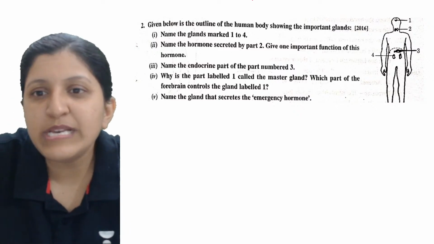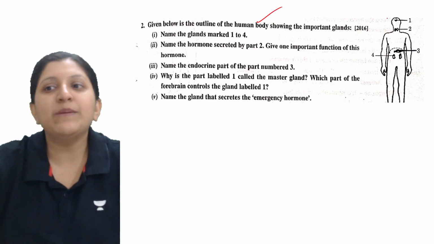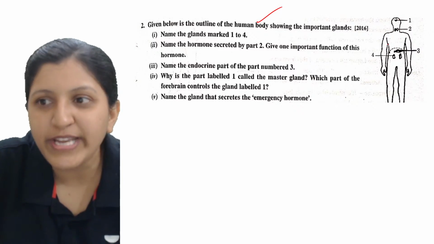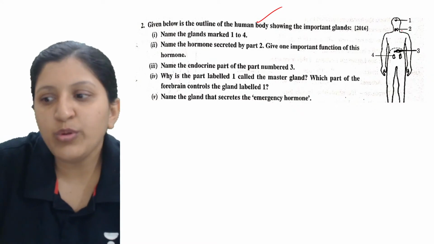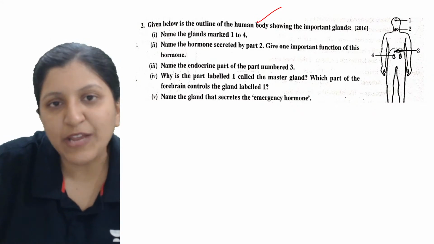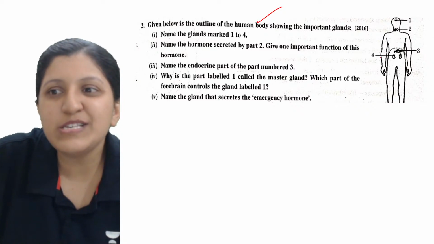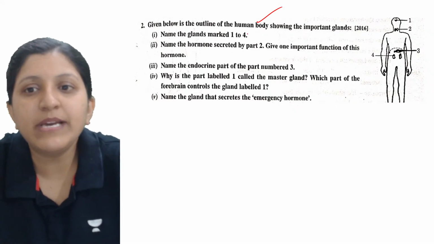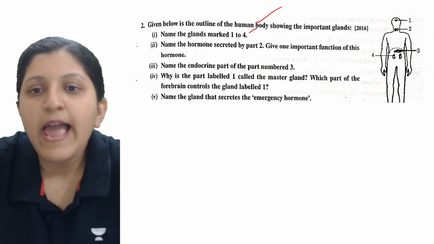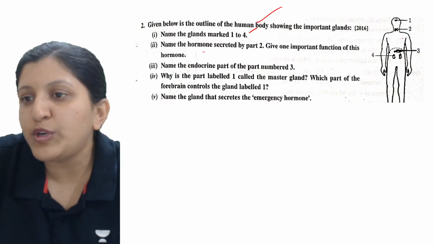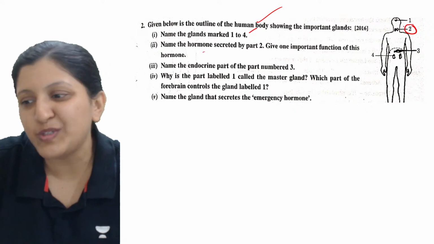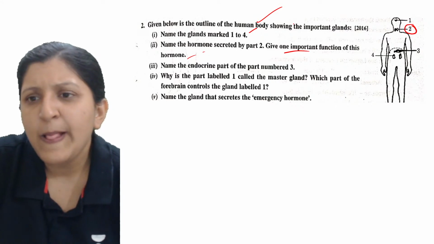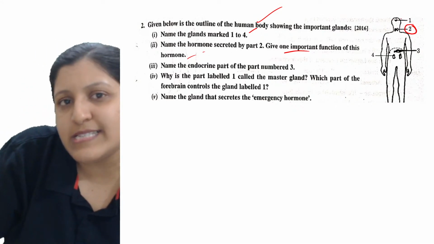Okay. So given below is the outline of the human body showing the important glands. Here the pituitary gland is shown, and this one is the thyroid gland, the one which secretes the thyroxine hormone, then the thymus. Then the pancreas is shown, and then the adrenal gland is also shown. Okay. Now name the glands 1 to 4, and name the hormone secreted by part 2. What exactly is the hormone secreted by part 2? We just saw that, and give one important function of this hormone. So let's just label this 1 to 4.